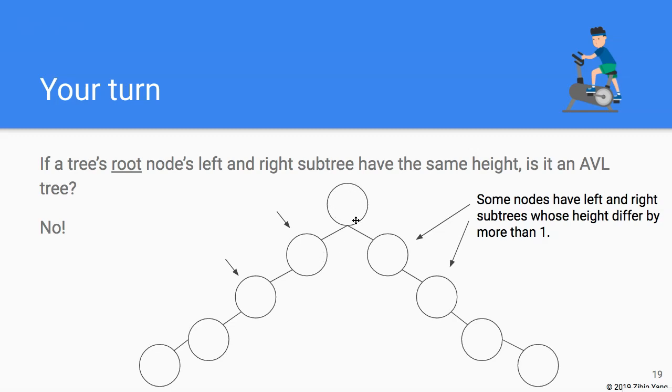Here, the root node has left and right subtrees of the same height. However, if you look at some other nodes, for example the ones the arrows are pointing to, this one has a right subtree of height 1 and no left subtree. Basically, there are 2 levels on the right and nothing on the left. So it differs by more than 1, and this kind of tree is not an AVL tree.